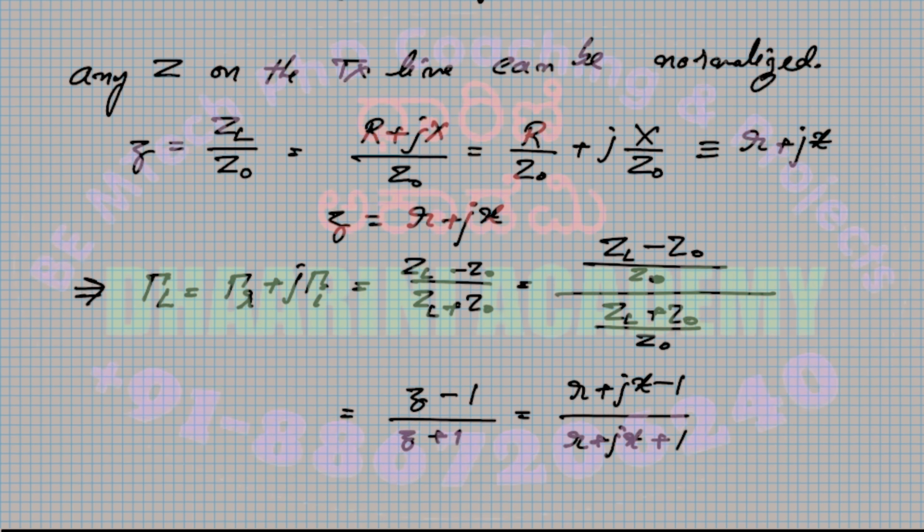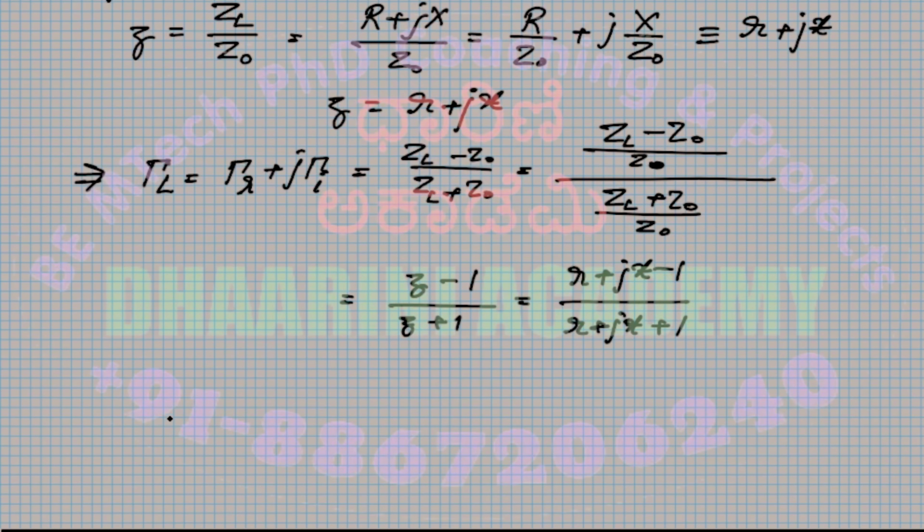In the sense, I can try to write Z. Z is normally R plus jX, but I can try to write Z in terms of gamma L. We actually have derived this equation in our theory part, that is how to write the impedance in terms of the reflection coefficient. This is the equation: 1 plus reflection coefficient divided by 1 minus reflection coefficient.